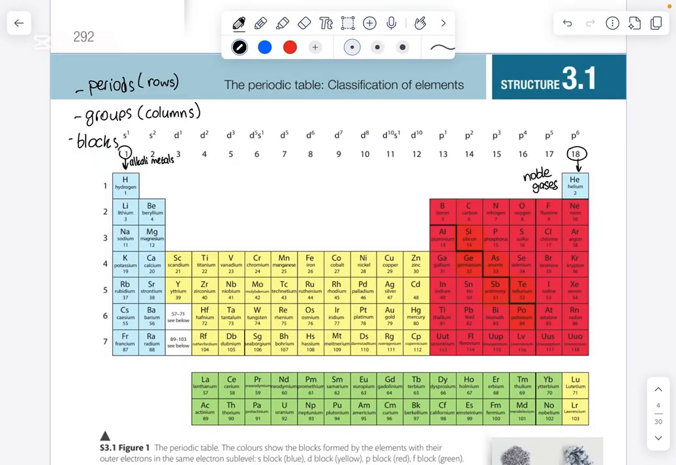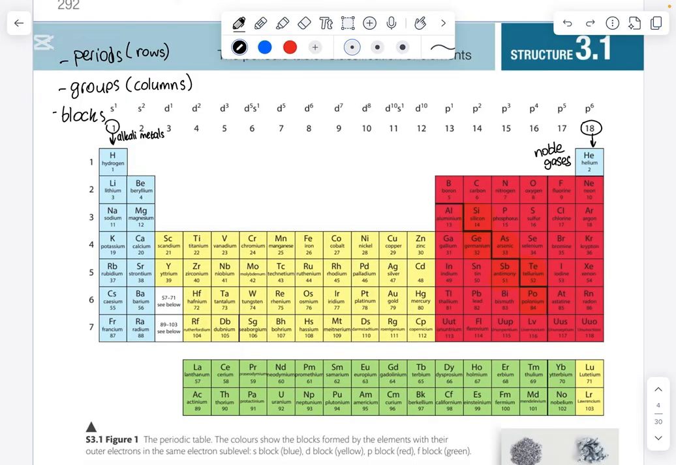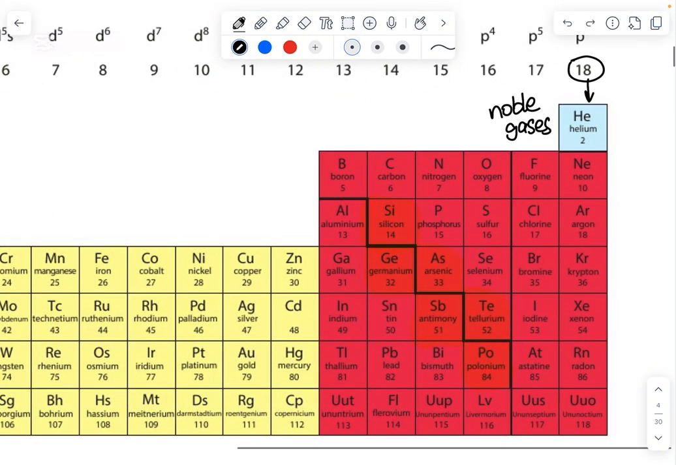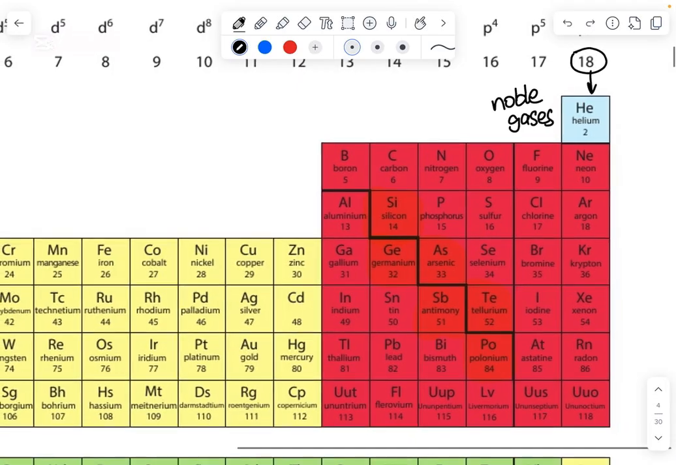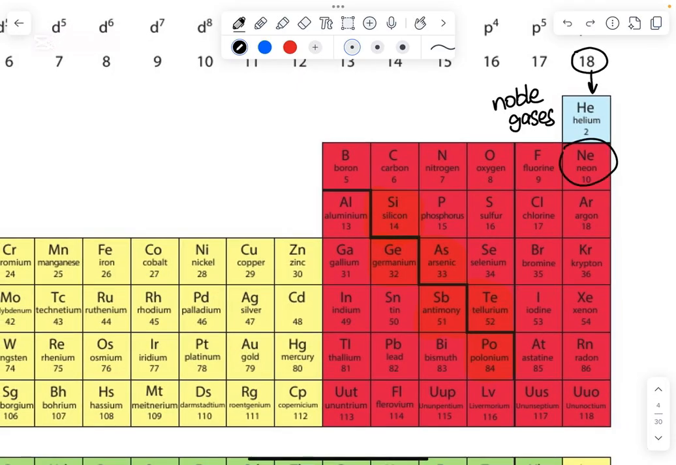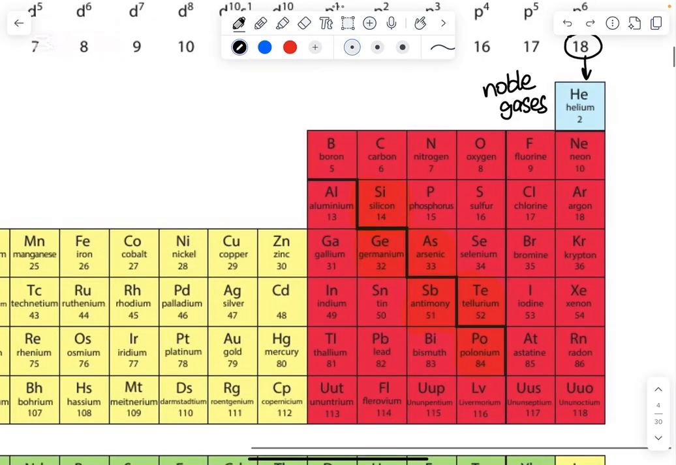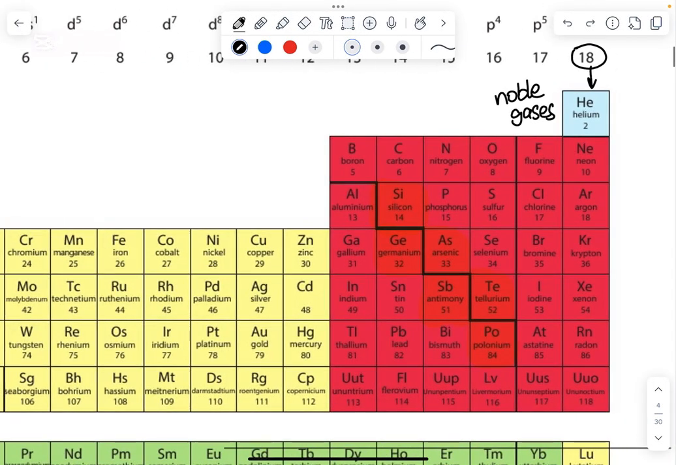Now let's talk about the groups, which are the columns. The groups are going to be like this. They're going to go down. They're going to be vertical. Let's give examples. So we know that elements in the same group are going to have similar chemical and physical properties. Let's give an example. So group 18 elements, you've probably heard of this before, but they're called noble gases. They all exist as gases at room temperature, and they are all very reluctant to undergo chemical reactions.